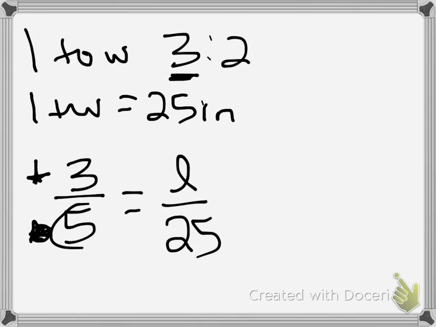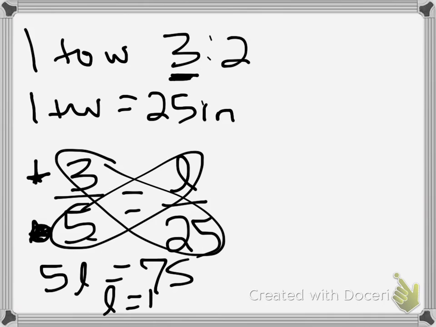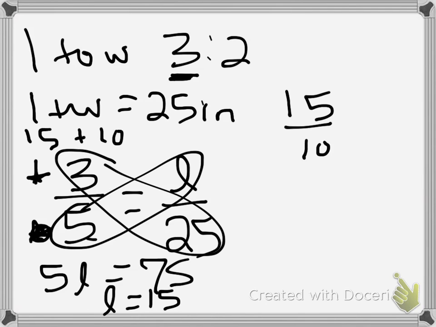So now this is really easy to solve. I can cross multiply and divide, or I can just look at it and say, okay, to get from 5 to 25, I had to times by 5, so 3 times 5 is 15. Or I get 5L equals 25 times 3, which is 75. Divide both sides by 5, so my length equals 15. If my length equals 15, I can plug that in here and solve. 15 plus what number is going to give me 25? That would be 10.